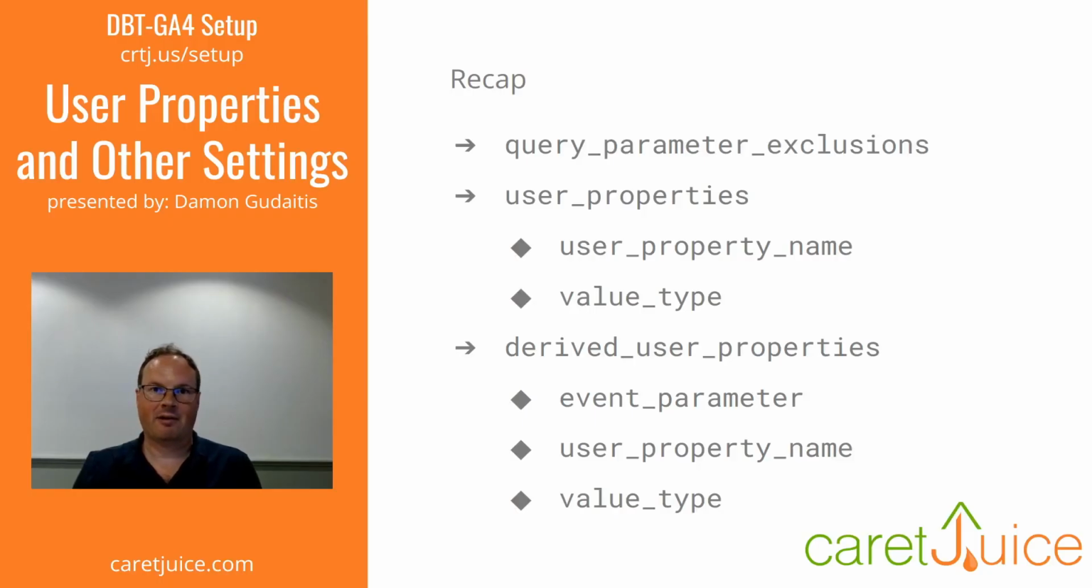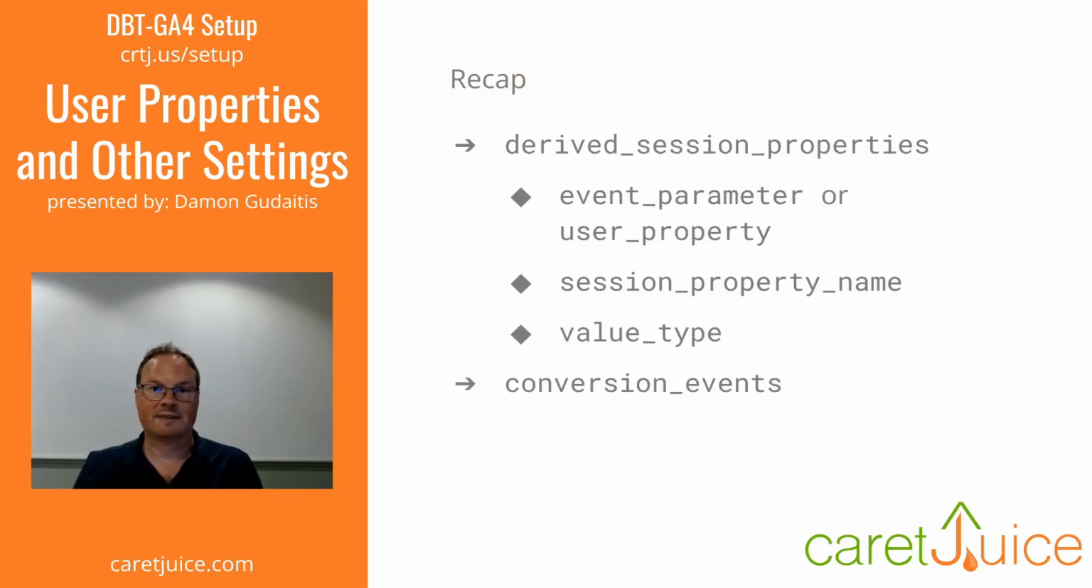Let's recap the variables that we looked at. Query parameter exclusions is used to exclude query parameters. User properties, with user property name and value type, registers user properties, while derived user properties uses event parameter, user property name, and value type. Derived session parameter uses either an event property or user property, and session property name and value type. And finally, conversion events is just a list of event names.